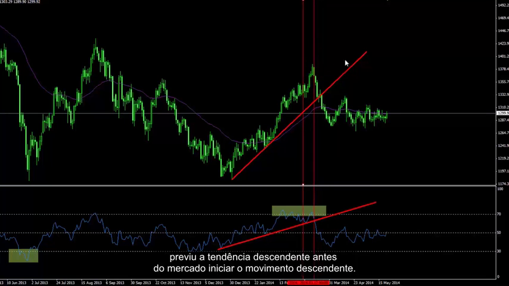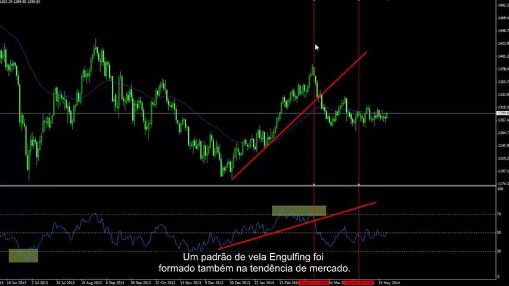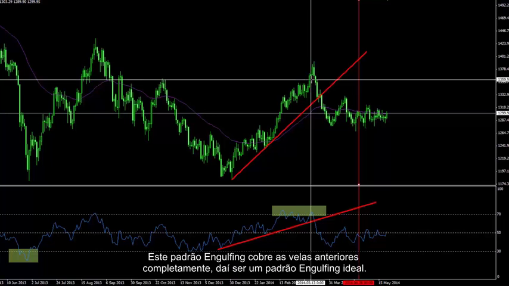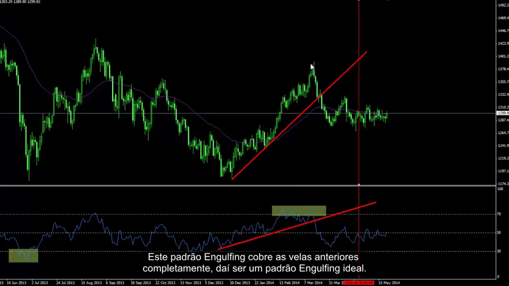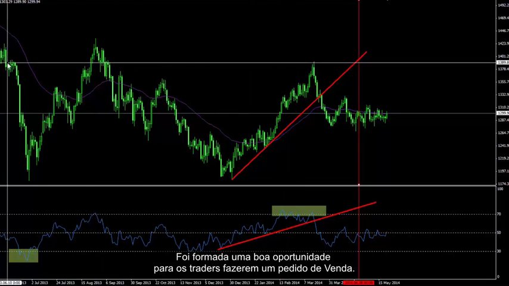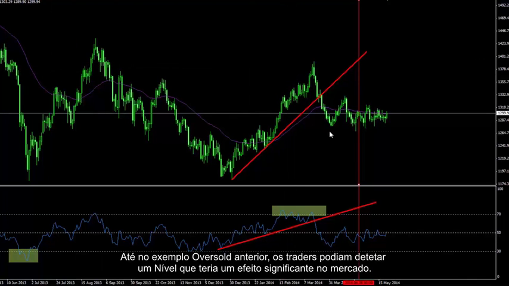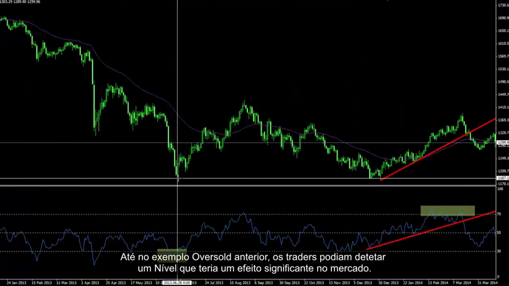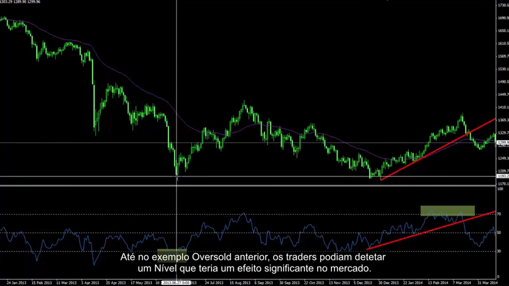started its downward movement. An engulfing candle pattern has formed on the market trend too. This engulfing pattern covers the previous candlestick completely. Thus, it is an ideal engulfing pattern. A good opportunity has formed to place a sell order by traders. Even on the previous oversold example, traders could detect a level which had a significant effect on the market price.